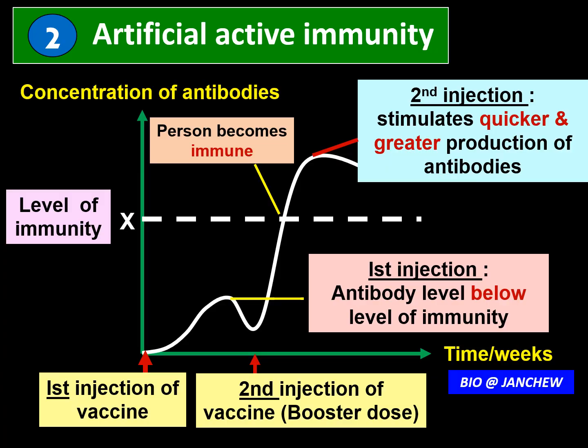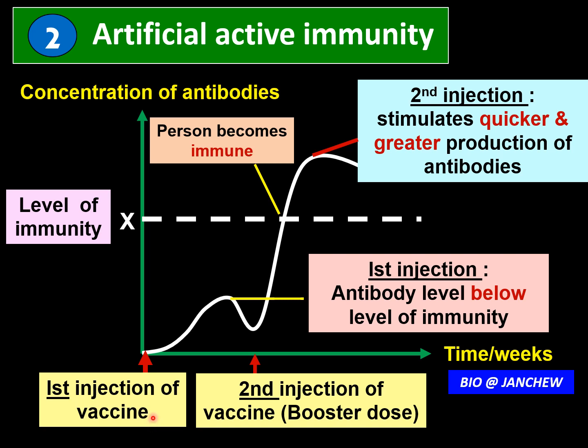This graph shows us how the concentration of antibodies changes with time for artificially acquired active immunity when injection of vaccine is given. So let's say we start from this point here at 0 weeks. Let's say the doctor has given the first injection of vaccine to an individual.